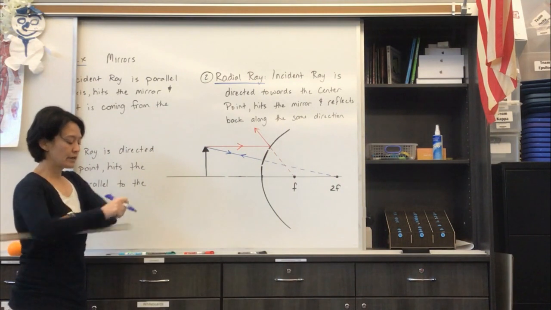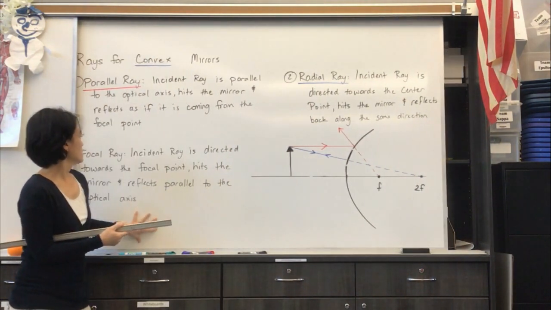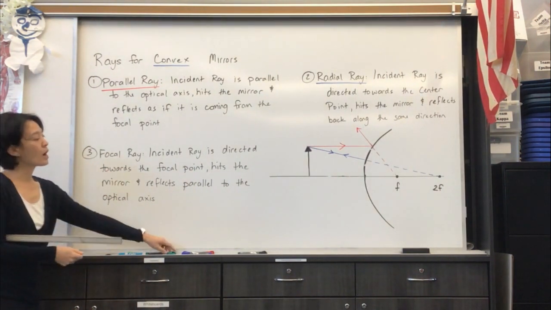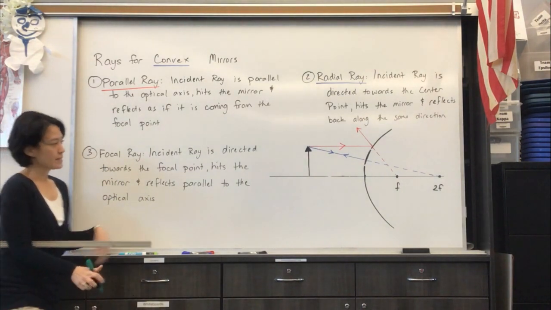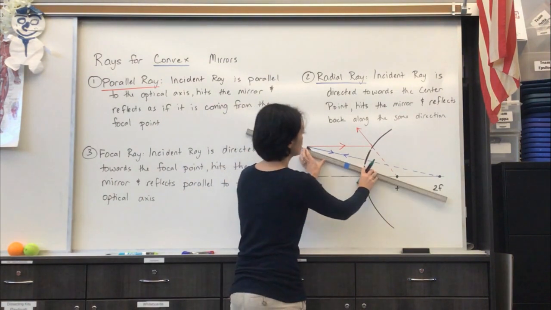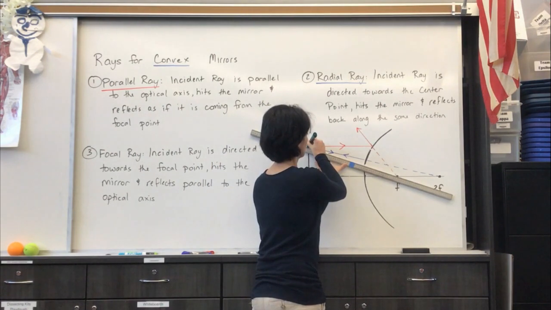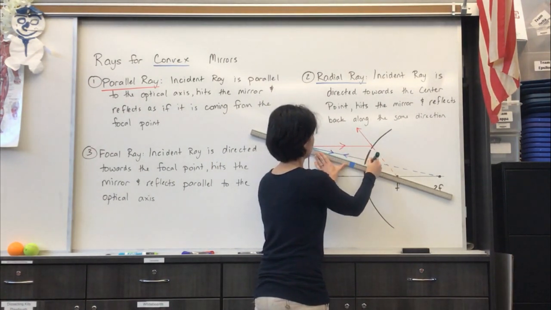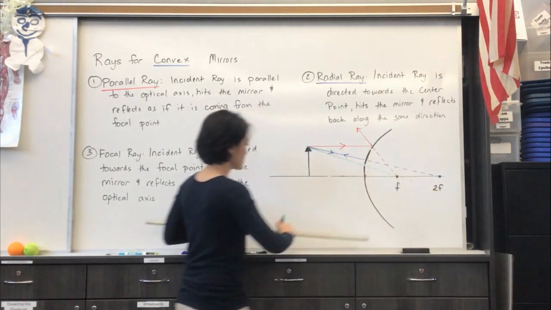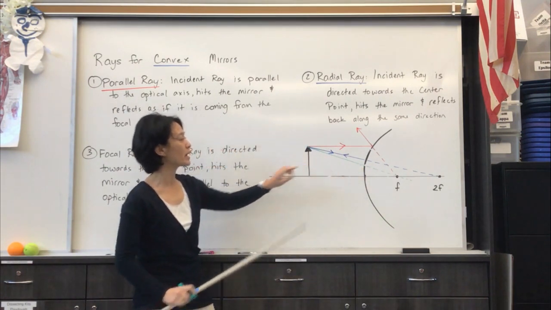Okay, the third ray is this focal ray. The incident ray is directed towards the focal point. So I'm going to direct my ray towards this point right here. Okay, so I'm going to line up my ruler. So you can see I've lined it up with that point, but when it hits the mirror, it's actually going to reflect parallel.